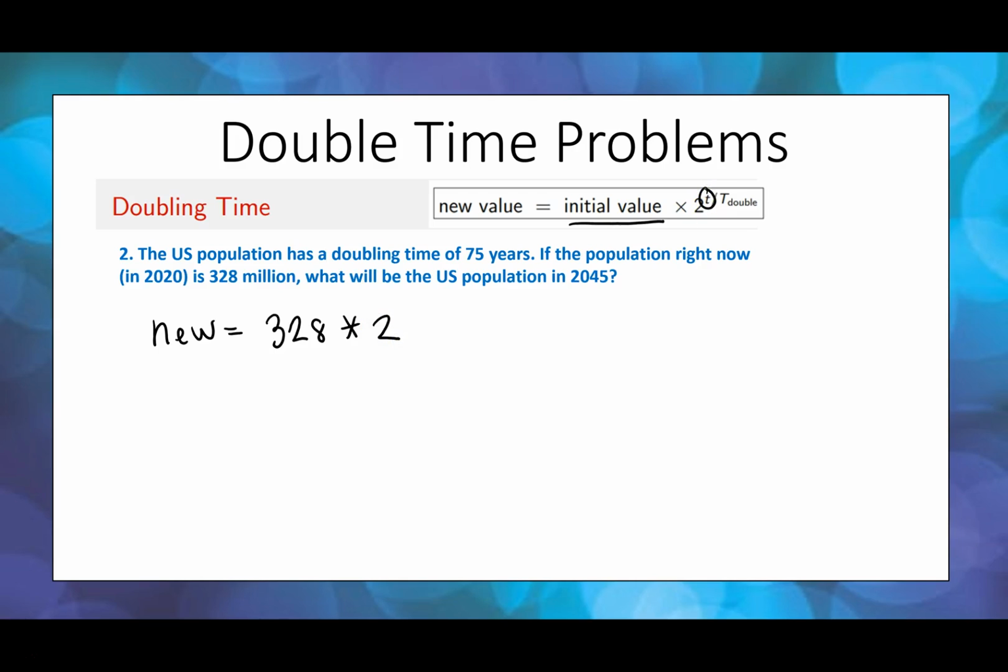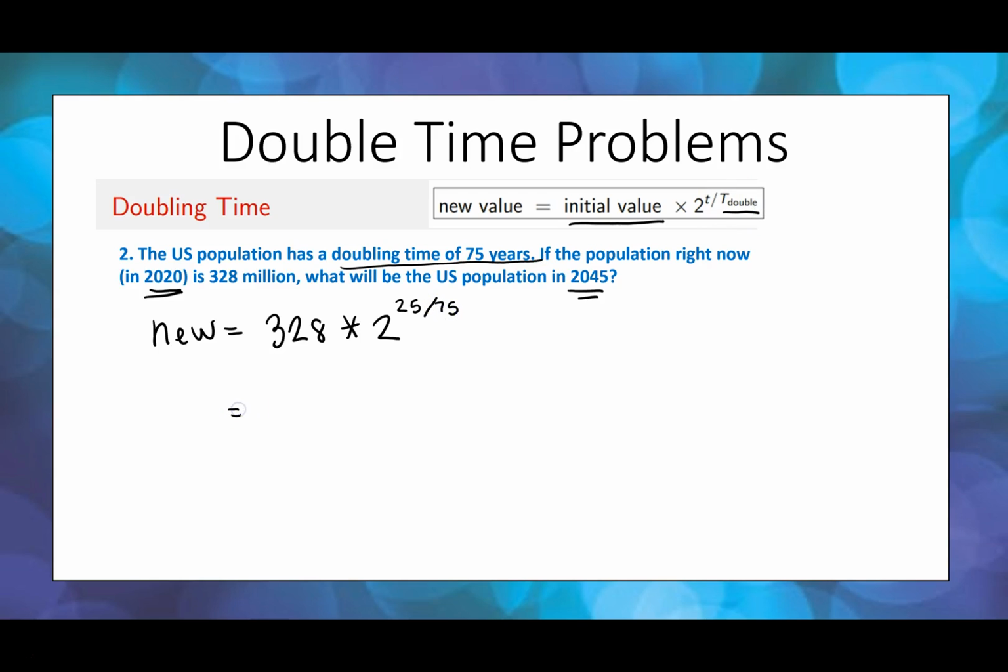Well, how many years are we talking about? We're talking about from 2020 to 2045. So that's a difference of 25 years. So we're saying in 25 years, what's our population going to be? Now we're going to divide by our doubling time right here. Okay, what is our doubling time? Well, it says the doubling time is 75 years.